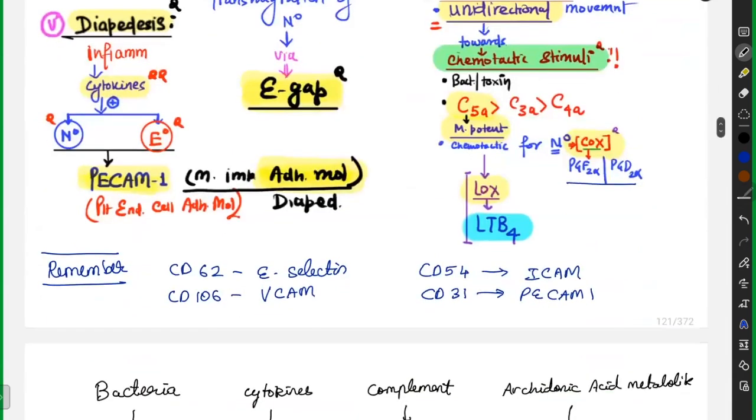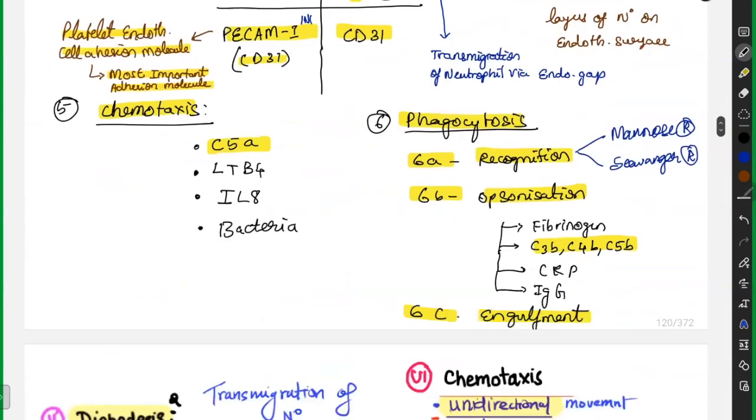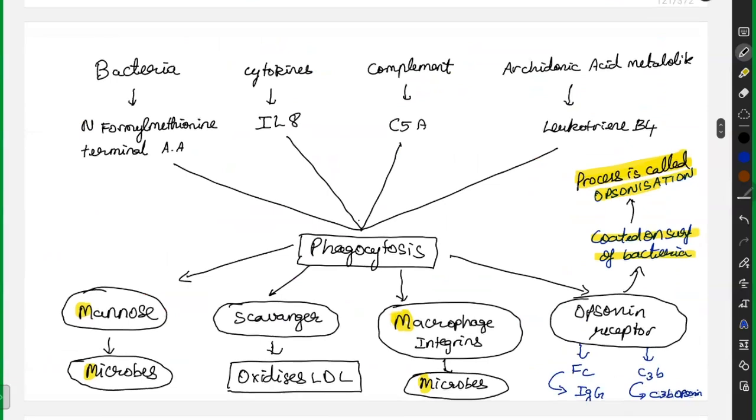Remember, CD62 is E-selectin, CD106 is VCAM, CD54 is ICAM, CD31 is PECAM. We read it right: PECAM, platelet endothelial cell adhesion molecule. Now, all your bacteria, cytokines, complement, arachidonic acid metabolite, leukotriene B4, all these are going to lead to phagocytosis.